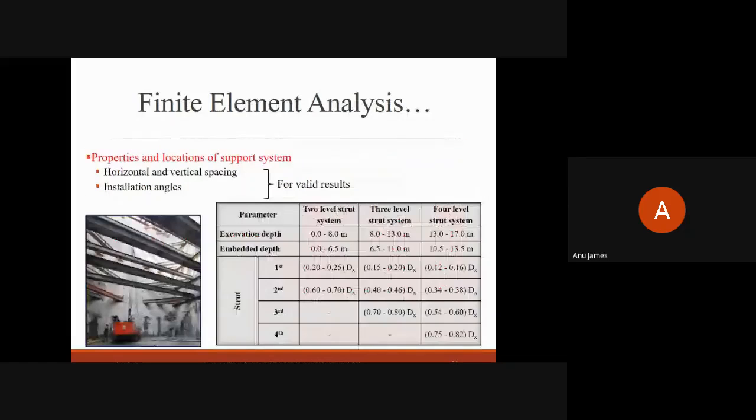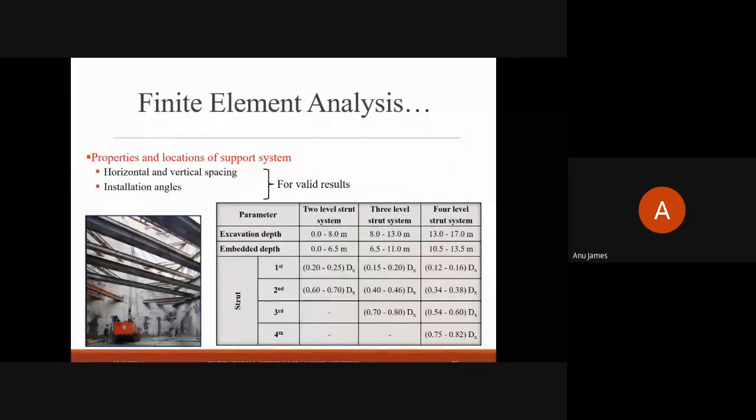The next parameter is the locations of the lateral support system, the horizontal and vertical spacings of the support system, and also the installation angle. This table shows a feasible system of excavation and embedded depth combination with possible locations of lateral support for an idealized rectangular excavation system. So, it is always better to conduct a parametric analysis with these input factors and different properties, so that for any field conditions, we can compute the optimal values.